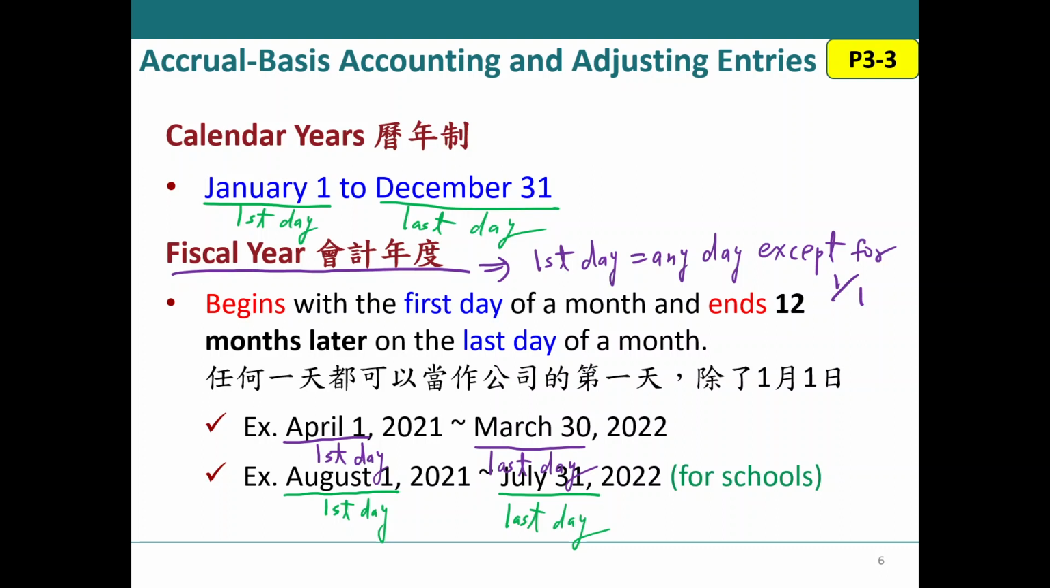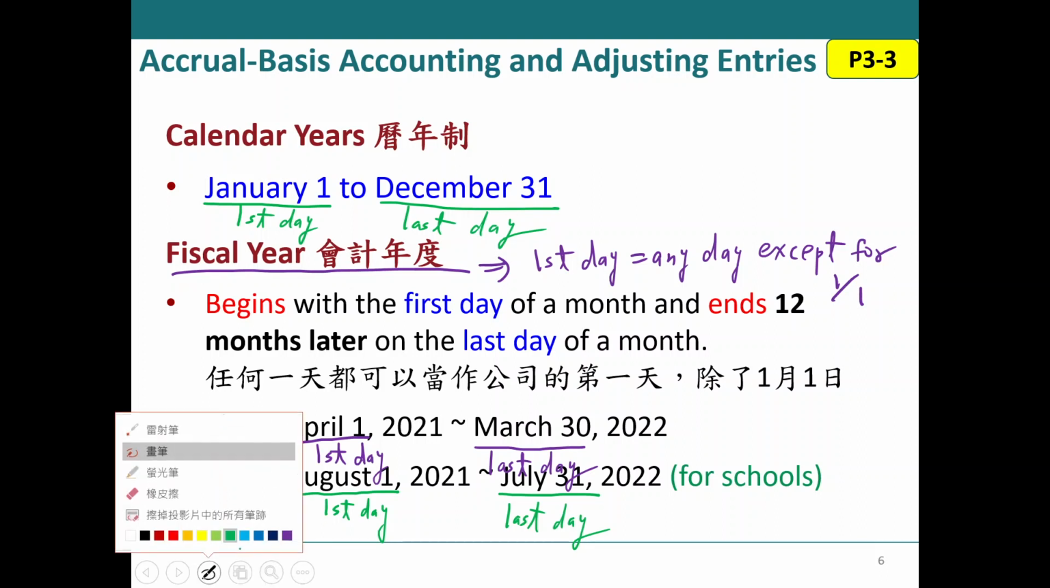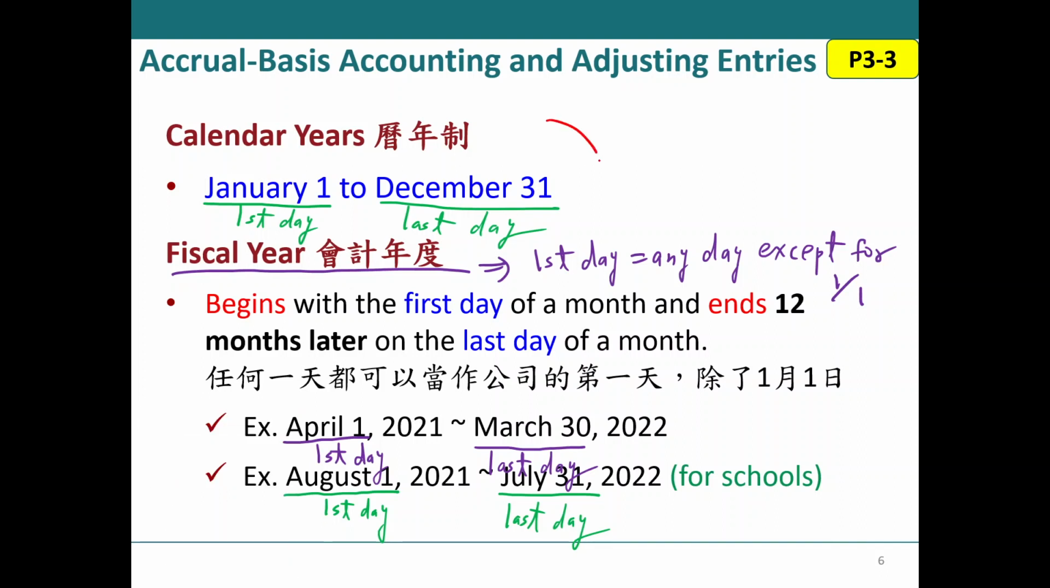So for Taiwan's companies, usually they choose calendar year. So for Taiwan's companies, usually we use calendar year. Fiscal year is usually for US companies.